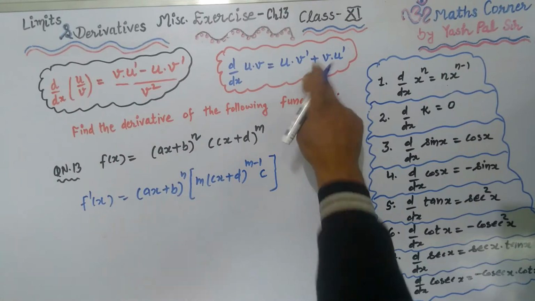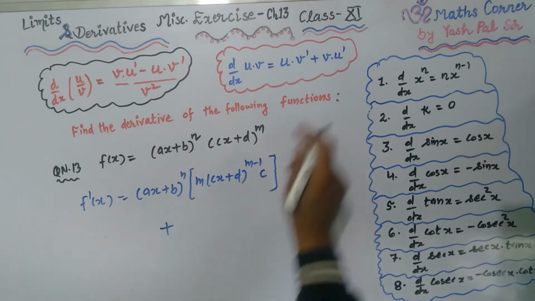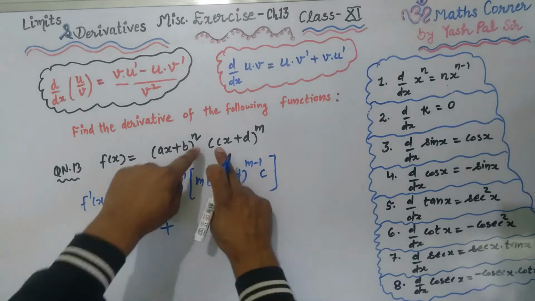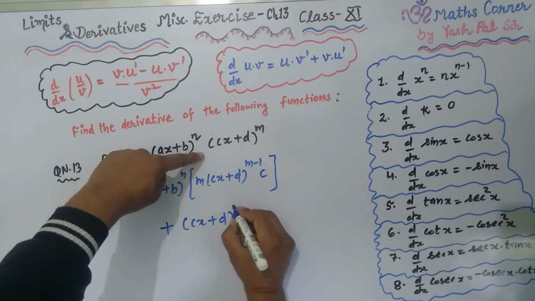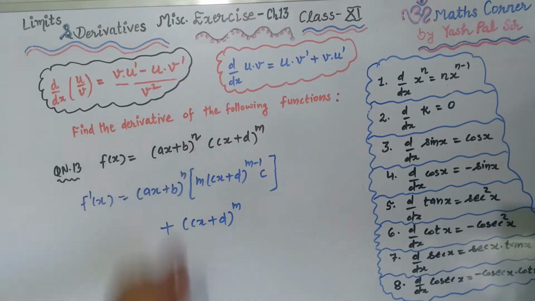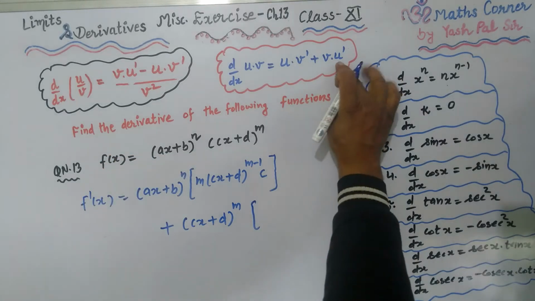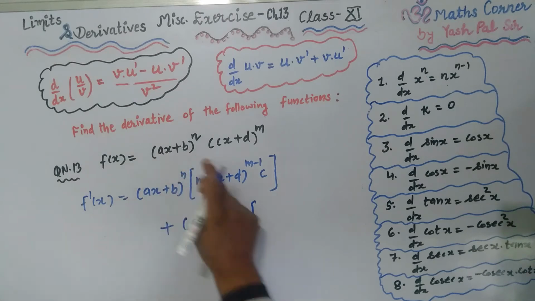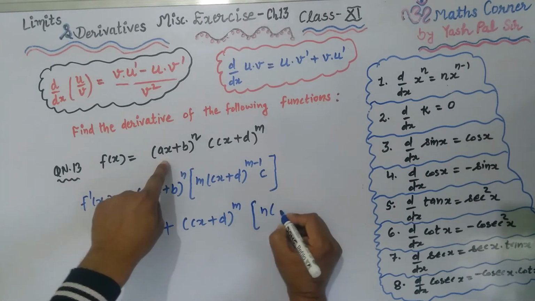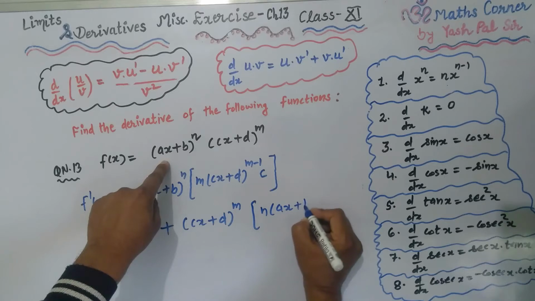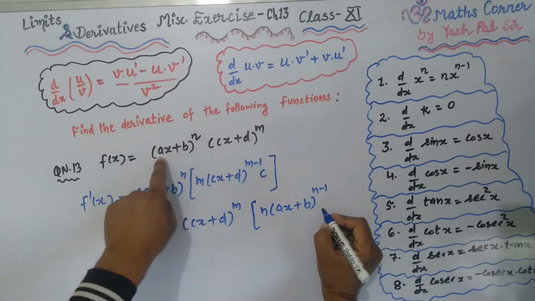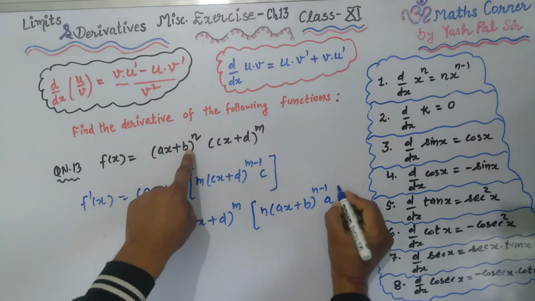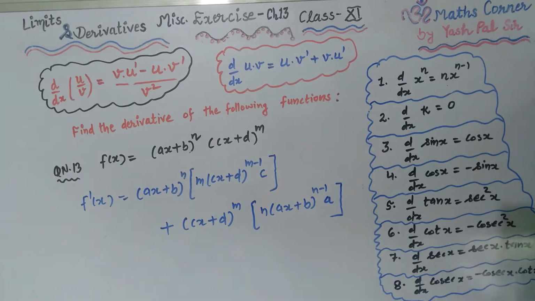Next is the plus sign. V means we write this whole cx plus d whole raised to power m, into u dash, meaning its derivative, which is n into ax plus b power n minus 1 into derivative of ax plus b, which is a. So this is the answer to this question.